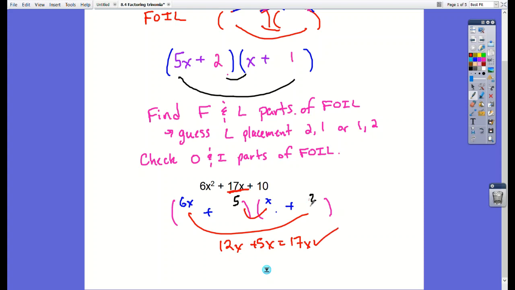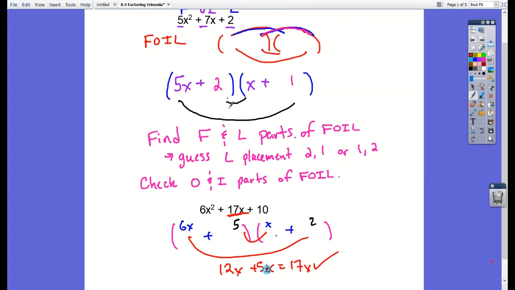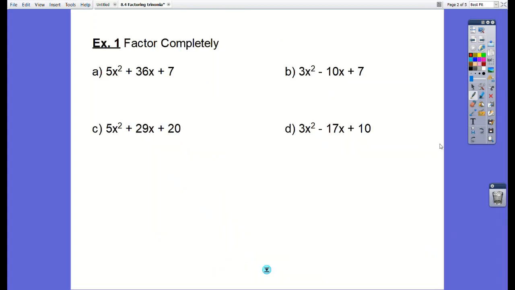Yes. And as I said, this problem is about as hard as it gets when all the signs are positive. Most of our problems are going to look like this first one, where you get a prime number, so you're guaranteed you don't have to guess at first. But this is the thought process we should go through. Okay? So let's try some problems.